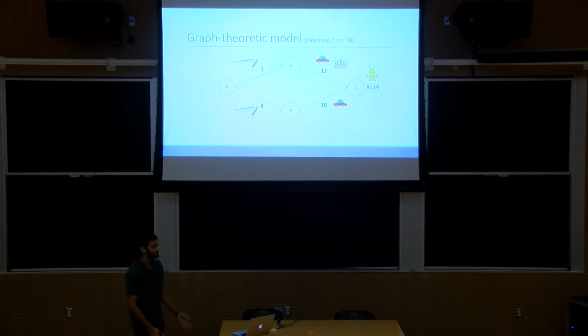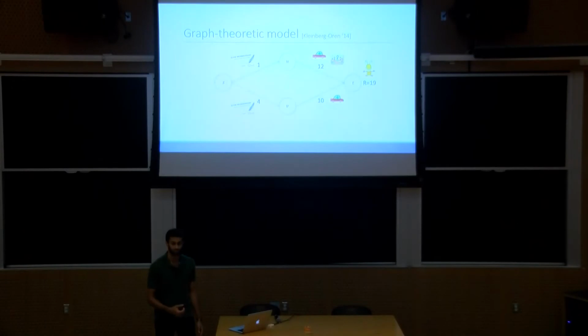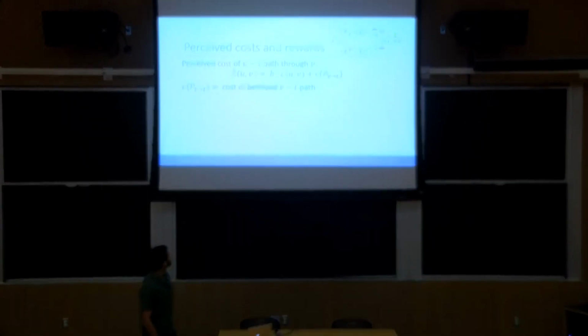Okay? And now that I've introduced the formalism of this graph, I can be a little bit more clear about what I mean when I say the perceived cost and the perceived reward. So when I say the perceived cost, what I mean is as follows.